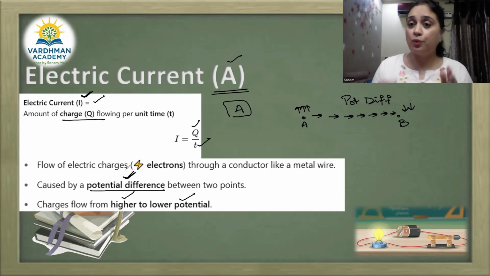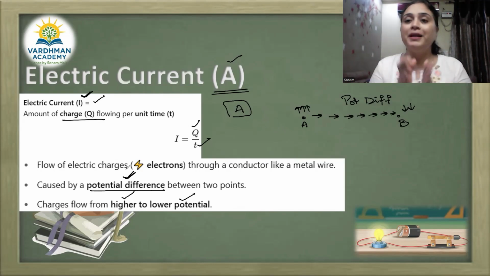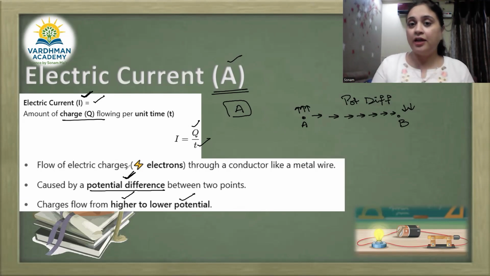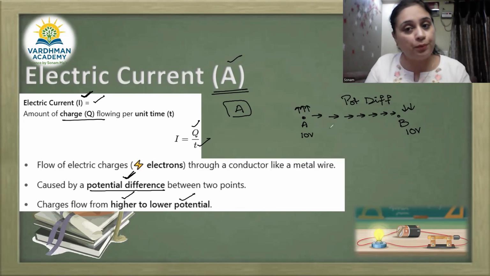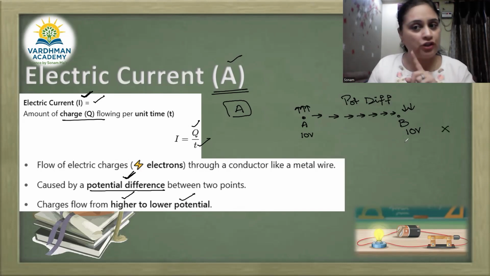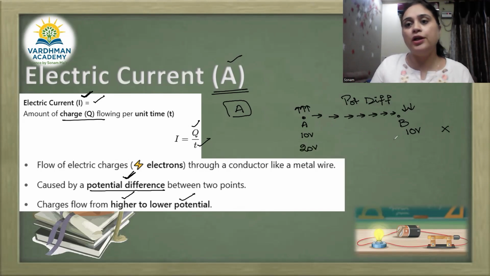What is the condition which is required for the electric currents to flow? Simply potential difference. We know that if there is no potential difference, for example, point A is having 10 volt and point B is also having 10 volt, will the charges move from A to B? The answer is no, the charges will not flow. Suppose point A has 20 volt and point B has 4 volt potential. From where to where will the current flow? The current will flow from point A to point B.